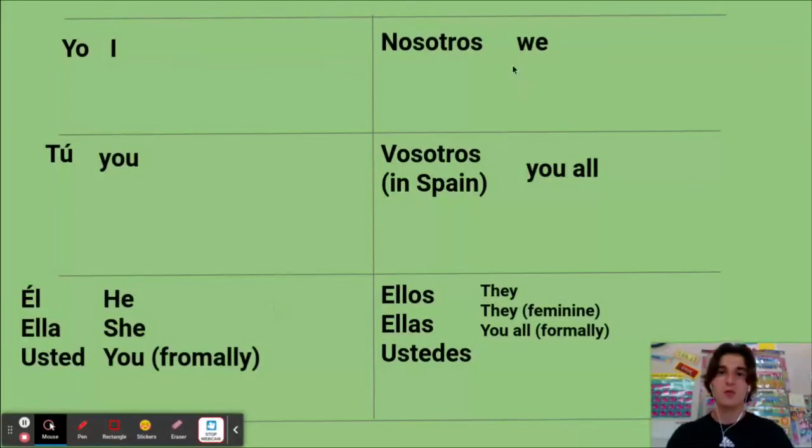Nosotros, which is we. Vosotros, which means sort of like you all, and it's only used in Spain. And ellos, ellas, y ustedes. They, feminine, and you all, formally. That's going to be your third person plural form. And there's going to be a different ending for each of the conjugations for each of these points of view of these conjugation groups. That's going to wrap up our brief overview of indirect object pronouns.